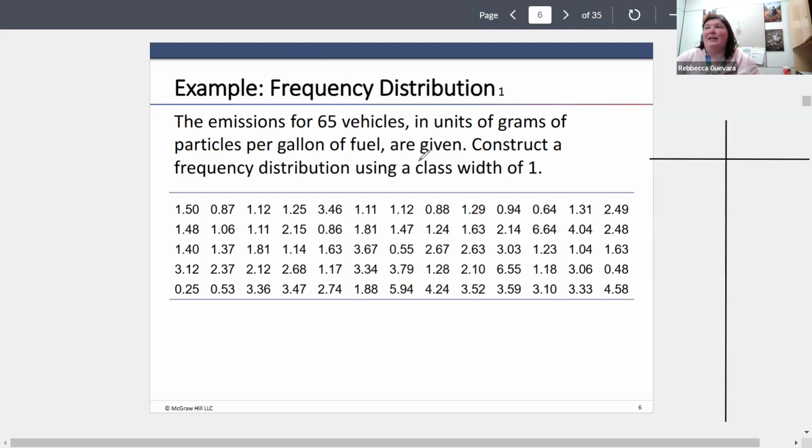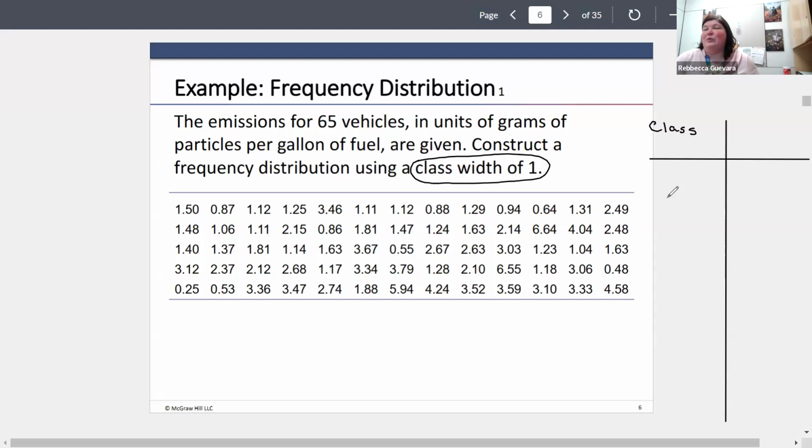Okay, so we want a class width of 1. And we're looking at the emissions for 65 vehicles in units of grams of particles per gallon of gas. So we're just measuring the emissions. We are going to construct a frequency distribution with a class width of 1. So we're going to put our classes here.